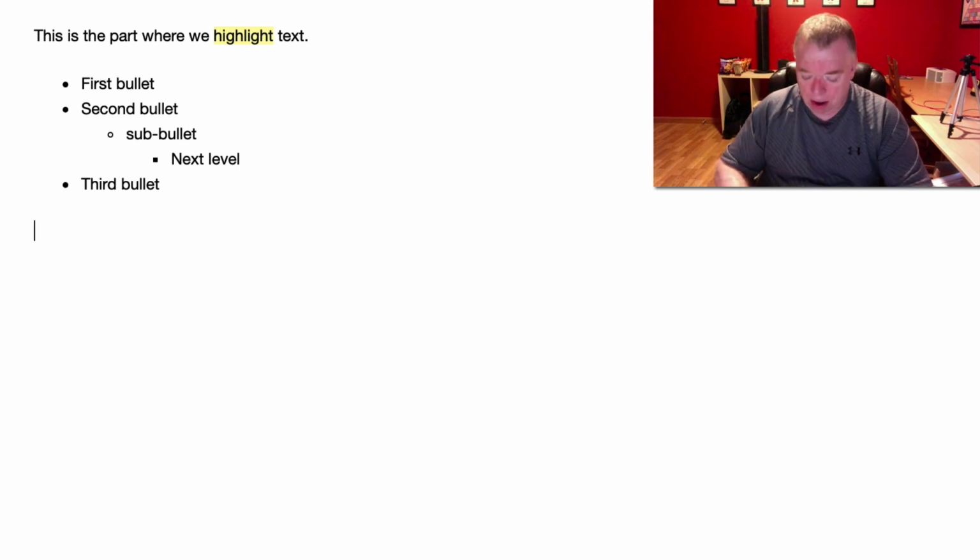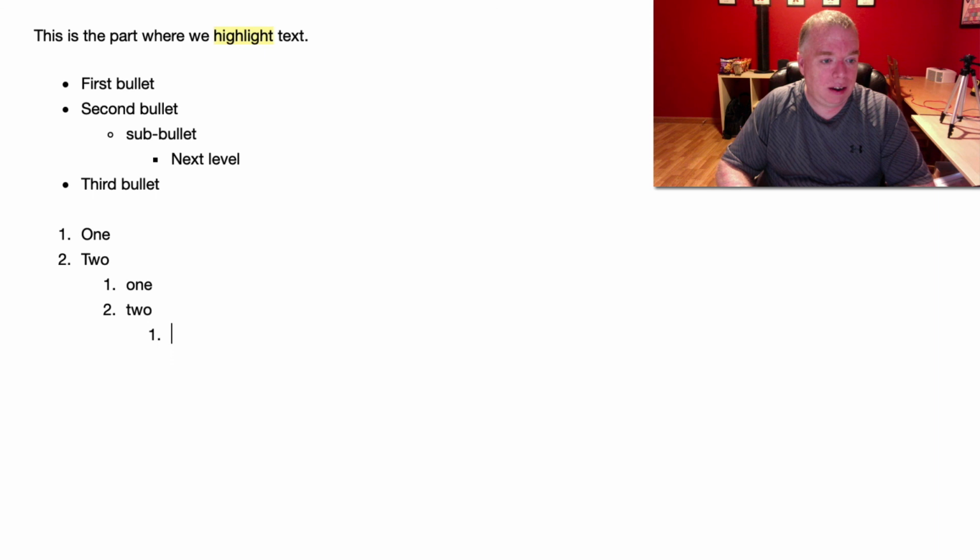So let's say I want to make a numbered list. The easiest way, again, is the number 1, dot, space. I can say 1, next 2. And let's say I wanted to indent again, tab, 1, 2. Let's say I want to indent again, 1, 2. Let's say I want to go back out, type in 3.